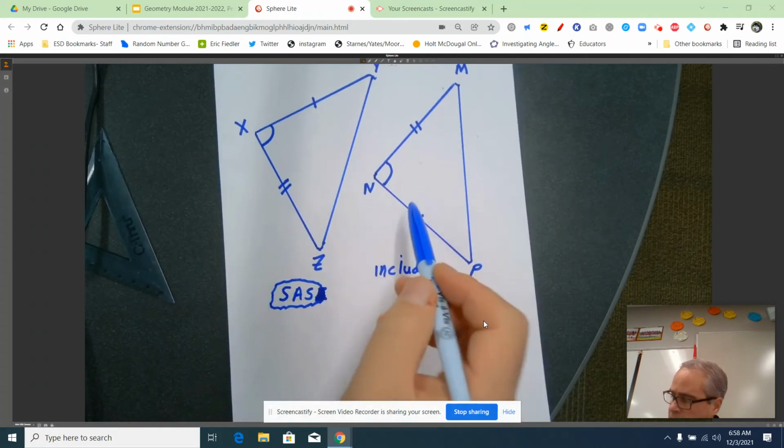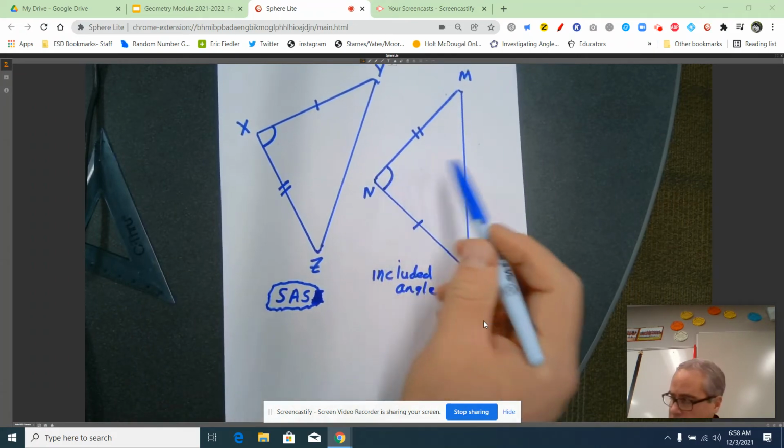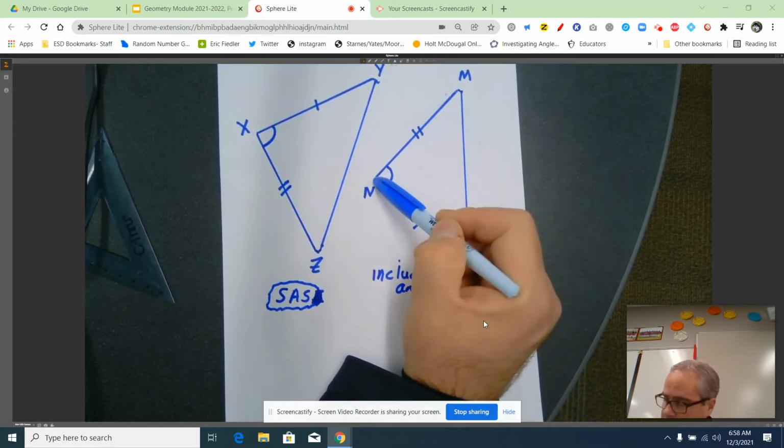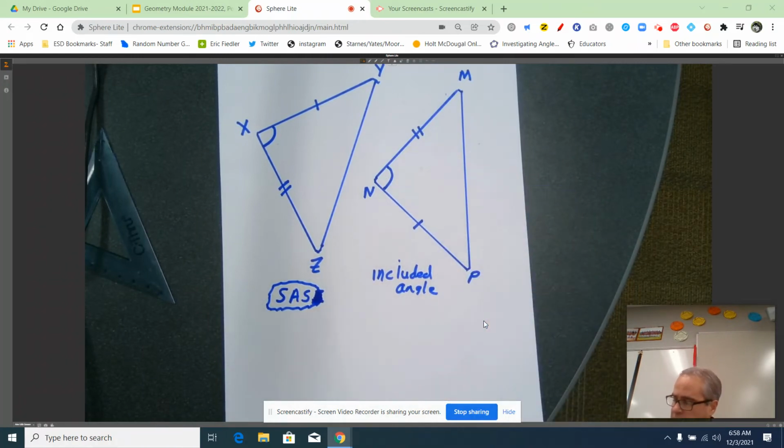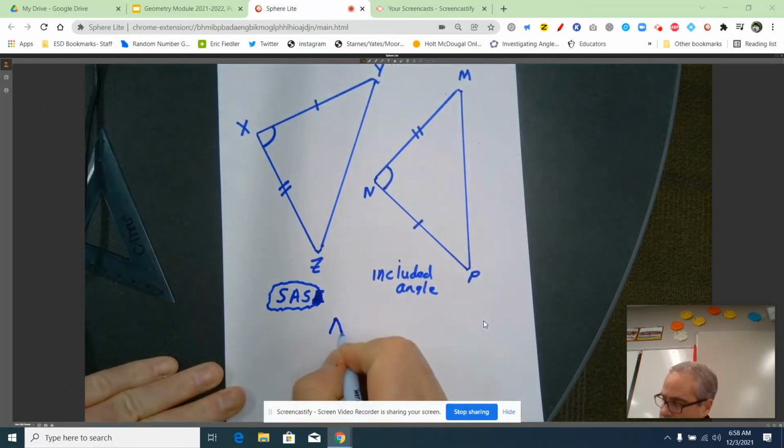Okay, take a look over here. Is this angle included between those 2 sides? And the answer would be yes. Okay, that's double tick mark and that's single tick mark. Now, as always, one of the challenges is to get the correct congruency statement in the right order. So let's go ahead and try.